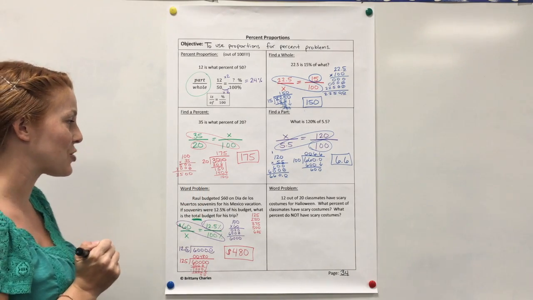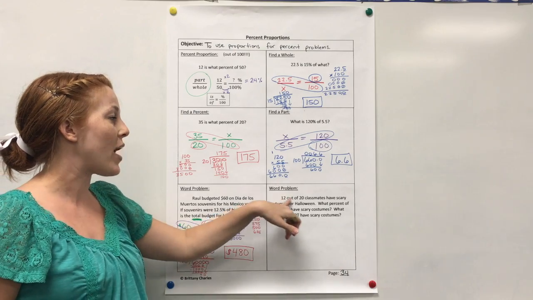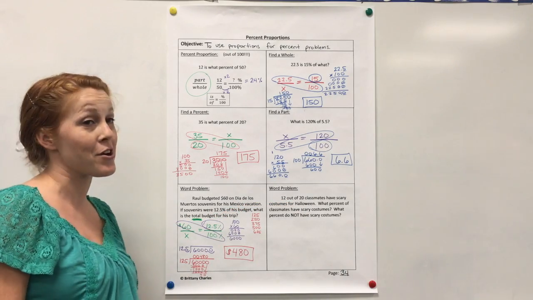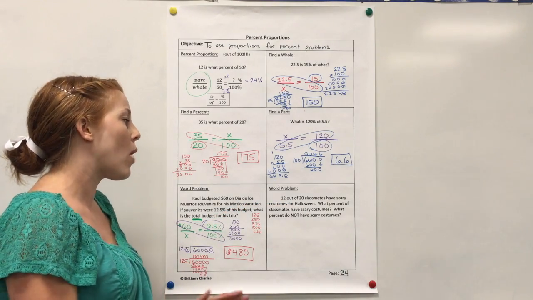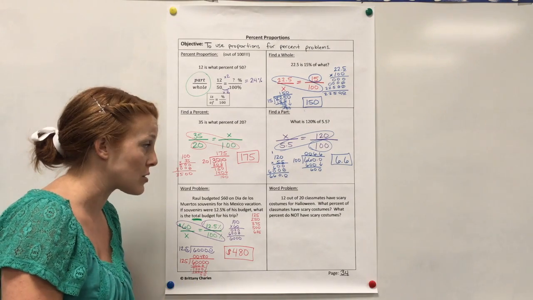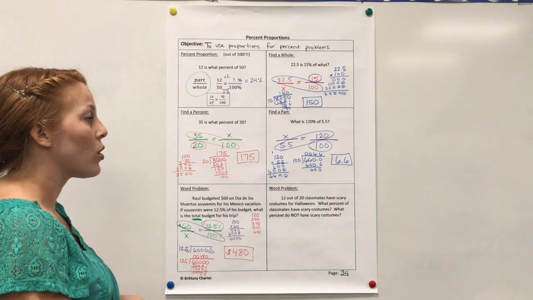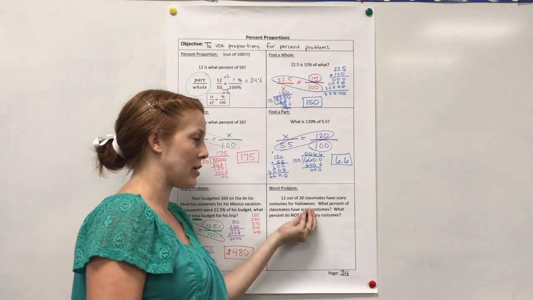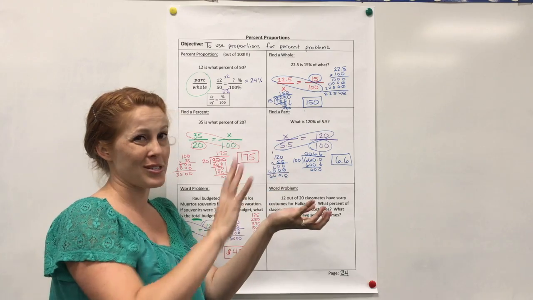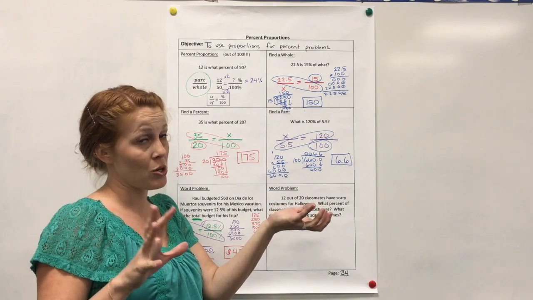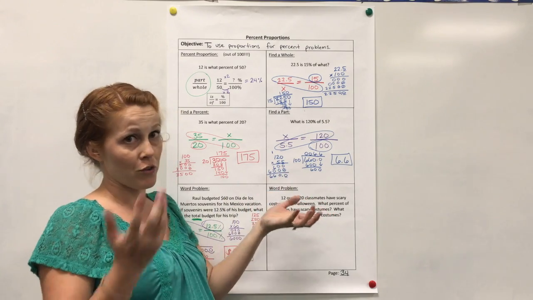All right, let's look at one more problem. 12 out of 20 classmates have scary costumes for Halloween. What percent of classmates have scary costumes? What percent do not have scary costumes? Well, if I find one percentage, like the percent for scary, I know I can always subtract from 100 and find the other part, but I could also make a proportion for each one.